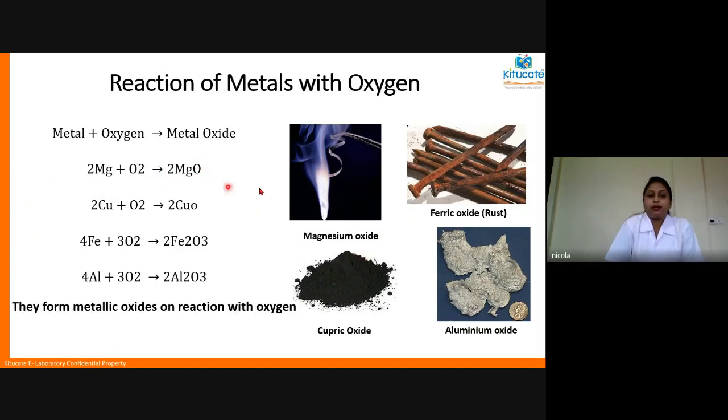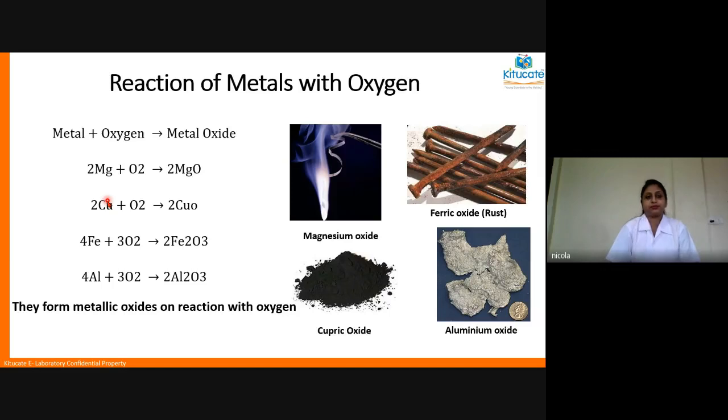All right, now what happens when copper reacts with oxygen? When copper reacts with oxygen, the oxide of copper, which is called cupric oxide, is formed. You can see the picture. So this is the oxide of copper. Copper does not look like that, but when copper reacts with oxygen, cupric oxide is formed. All of you can note down the reactions. You all can note down the chemical reactions.